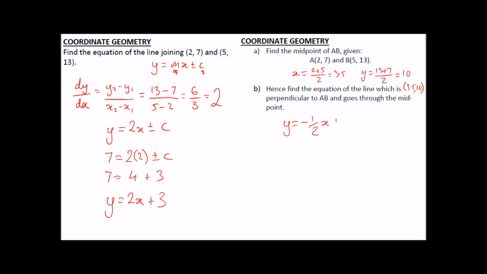So that's the gradient of this one, and again I need to find that number on the end, that plus or minus c. I can then substitute in the values of the midpoint, because it needs to go through that. So when x is 3.5, y is 10. So I'm going to put 10 is equal to minus a half of 3.5 plus or minus c. So I end up with 10 is equal to minus 1.75 plus or minus c. So if I add that 1.75 to the other side, that gives me that c must be 11.75. So my overall equation is y equals minus a half x plus 11.75.